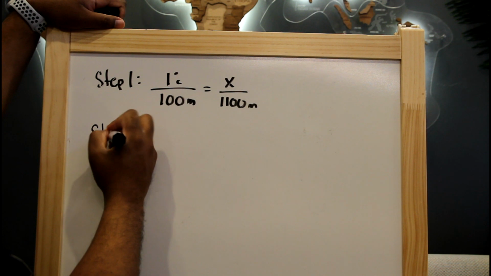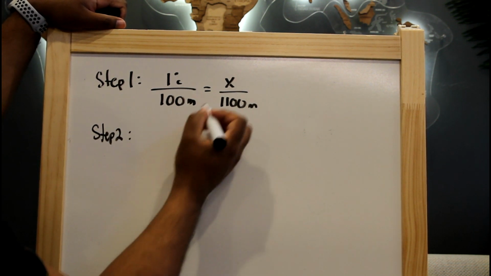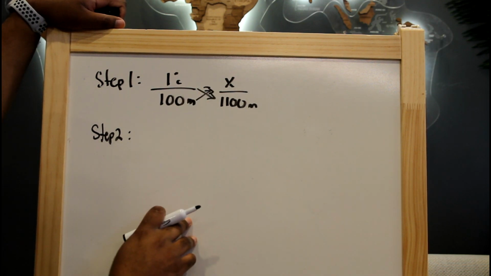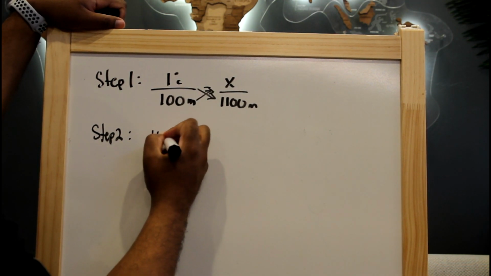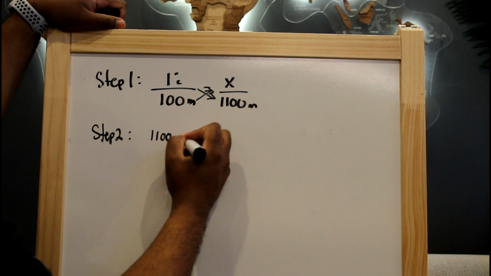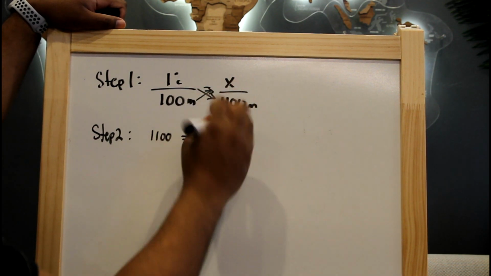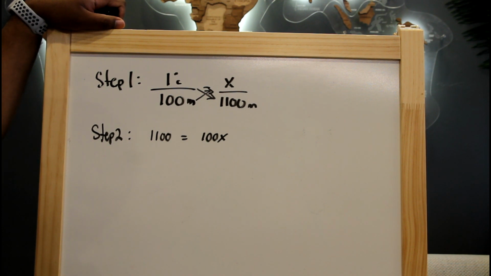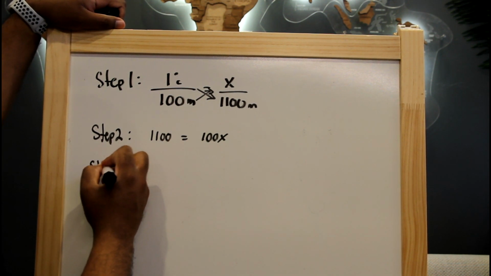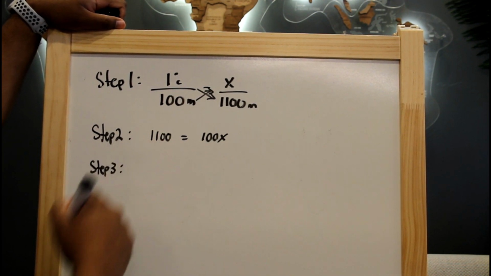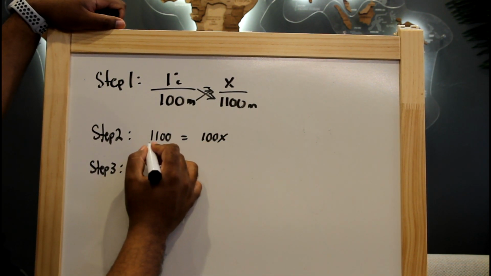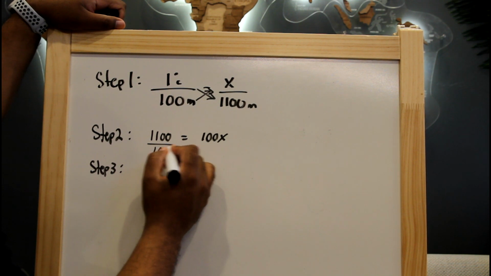Now step 2, what I'm going to do is cross multiply these numbers. 1 times 1,100 gives us 1,100 equals 100 times X, which gives us 100X. Now for step 3, I need to isolate for this X. So what I'm going to do is divide each side by 100.